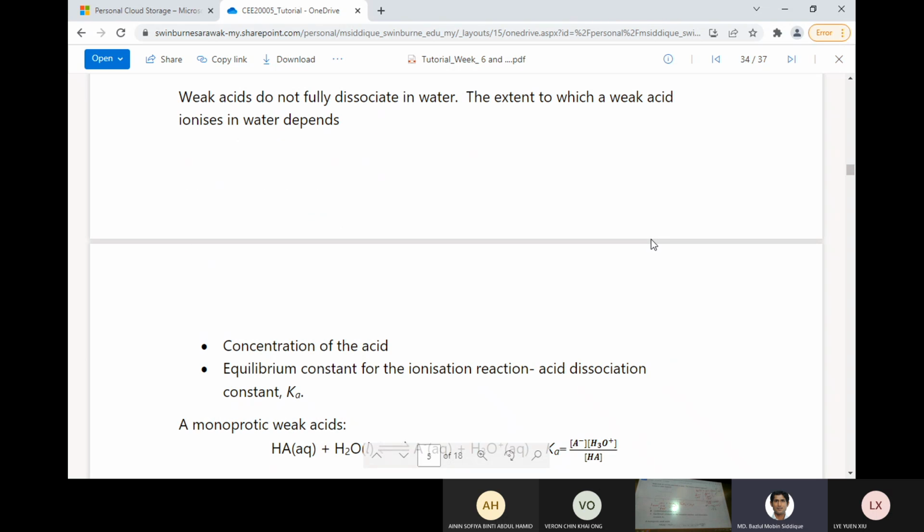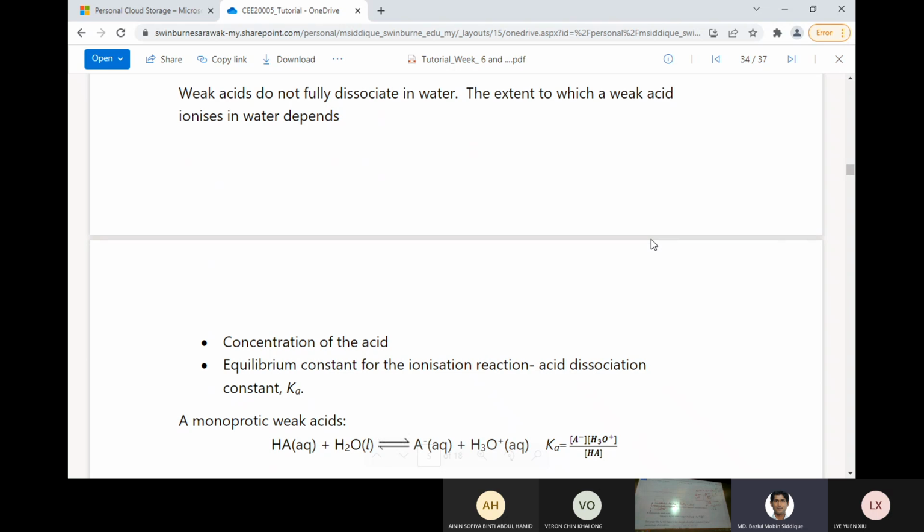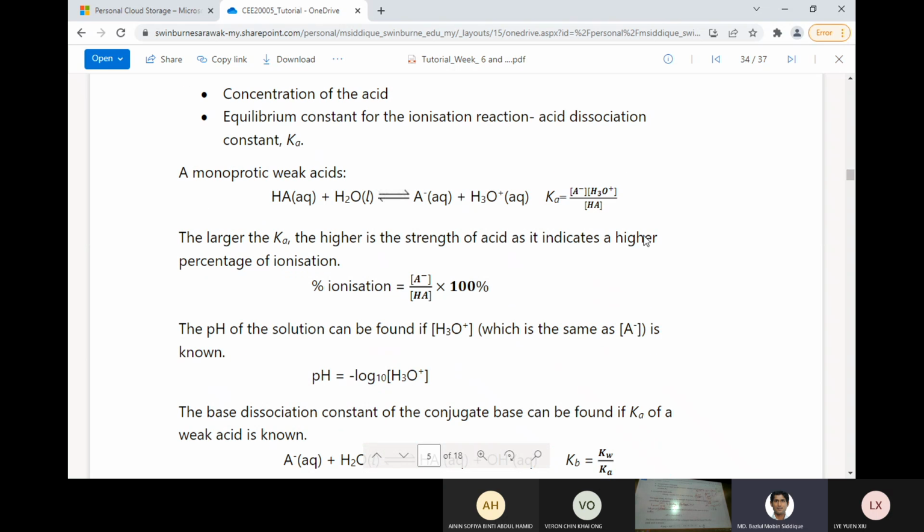Weak acid. So far we have seen strong acid and strong base. Now we are moving to the weak acid and weak base, right? And the problem of the weak acid and weak base is they do not dissociate fully. Right? They do not dissociate fully.